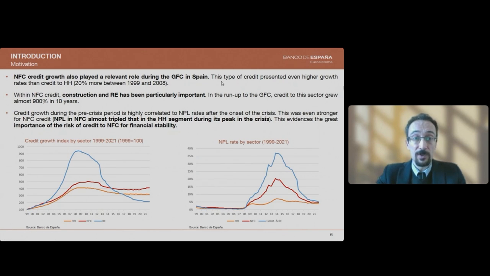If we look at the case of Spain, which is the country on which our empirical analysis will be based, we see that even in the run-up to the previous crisis, while household credit increased substantially, credit to non-financial corporations increased even more, here in red. And if we focus on credit to the real estate sector, the increase was really astounding. Those large increases in credit were mirrored in increases in non-performing loan ratios. While for households, non-performing loans increased substantially, rising to almost 7%, the increase for non-financial corporations was much stronger, reaching 20%. And if we focus in particular on construction and real estate, it increased to over 35%.